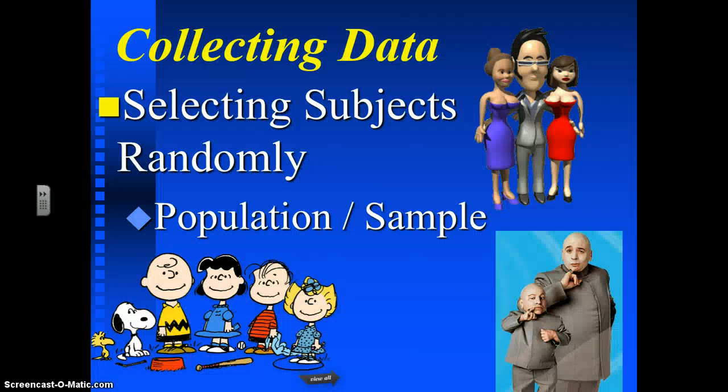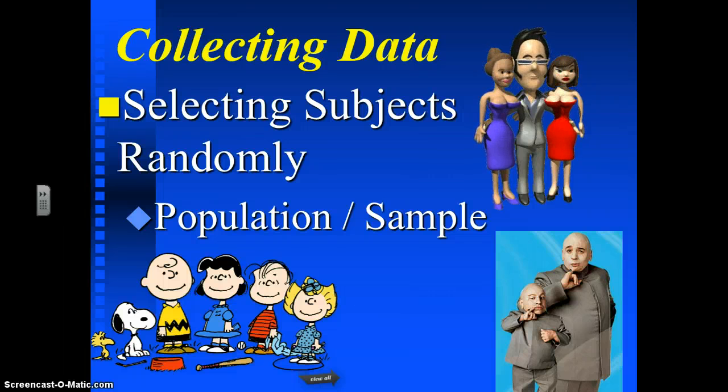Now, one other thing we want to look at here in terms of the research is collecting our data. When we talk about collecting the data, one of the things we have to talk about is selecting who we are going to get data from. Where are subjects coming from? And obviously, you have to select your subjects randomly. We always want to try and randomize things in the data collection.